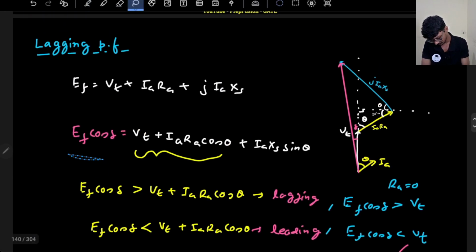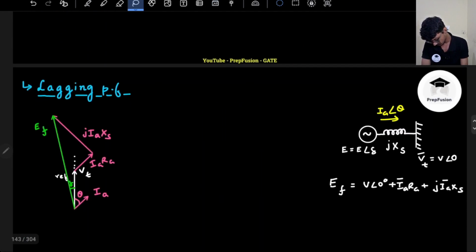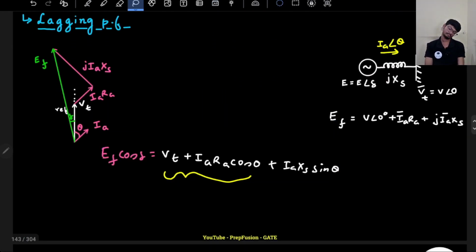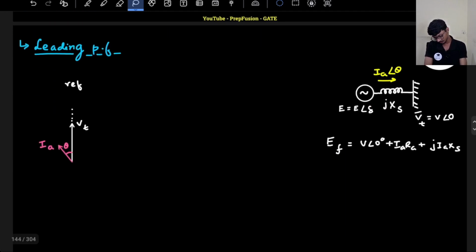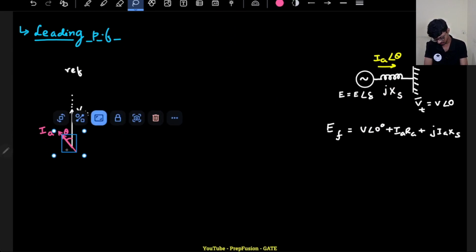Okay, that I derived. Okay, for the other one, for the, this is for what? So lagging, yeah. For leading load, what you will see, it will come out to be negative. For leading, it will come out to be negative. Why it will come out to be negative, I will show you. So that's why it will be the less than condition.